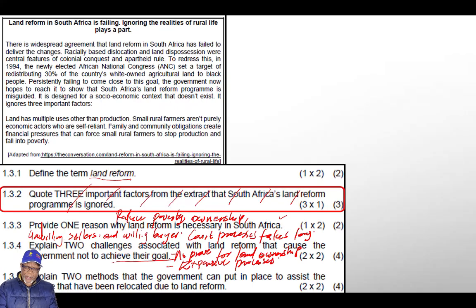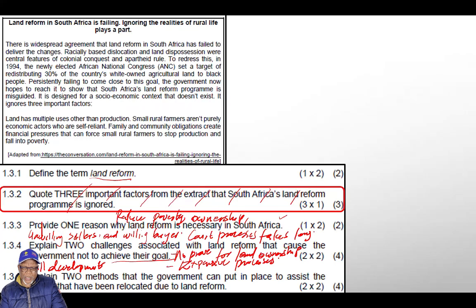And then, explain two methods that the government can put in place to assist the people that have been relocated due to land reform. Now, if a person is given land to work on, how can the government assist them? Number one, the government can assist them with skill development, where people will be trained to use the land. Number two, the government can give them subsidies.